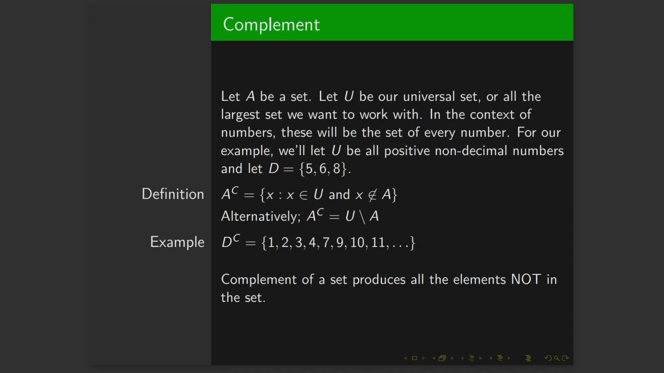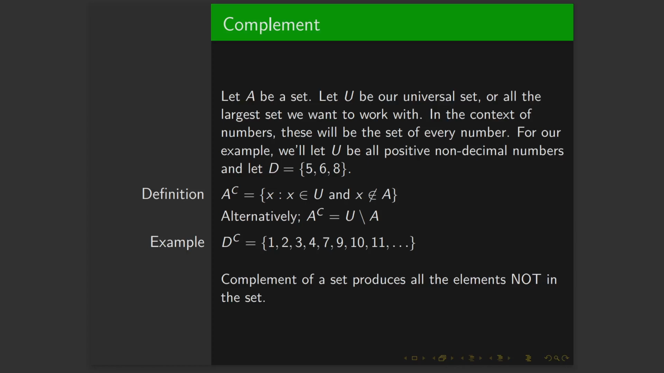Okay, this one's a little more complicated. This is called a complement. Imagine a set that has everything we want, or all the elements that we want to consider, and we're going to call this the universal set. Usually U will be the set of all numbers, but in this case, we'll just let it be all the positive non-decimal numbers. Then we have the complement of a set. In this case, the complement of A will be all the values of x that are in the universal set and not in our set, or alternatively, it's the universal set remove, or set difference, A.